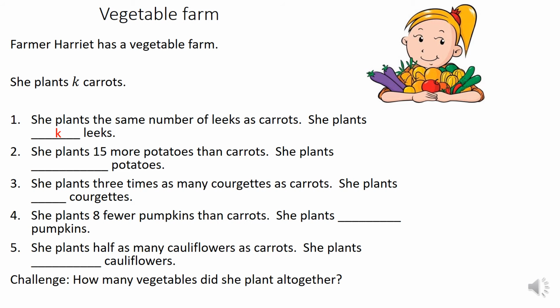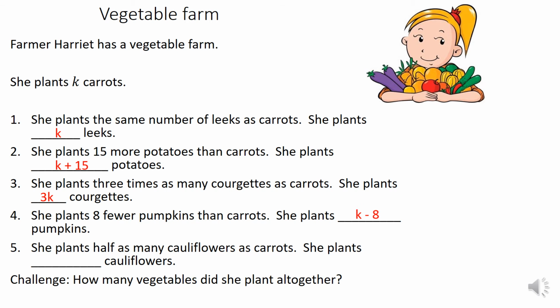Okay, now number 2, the answer we should have got would have been K plus 15, because it's 15 more potatoes. Okay, number 3, she plants 3 times as many courgettes as carrots. She plants 3K, because it's 3 times as much as the carrots, and as we discussed, the carrots is K. She plants 8 fewer pumpkins than carrots, so fewer means less, so it'd be K minus 8.